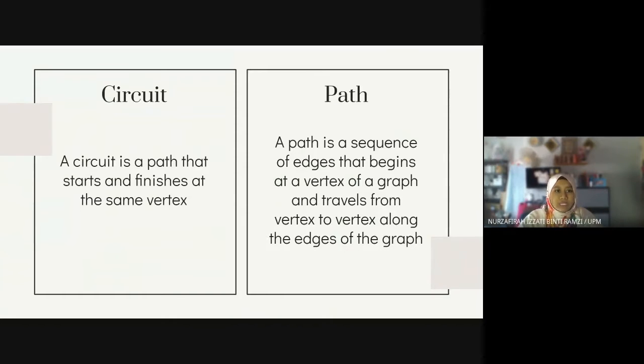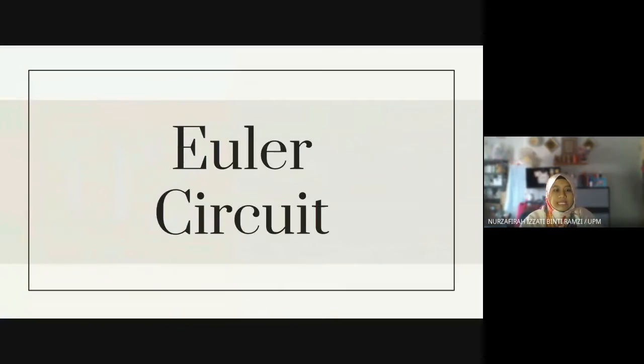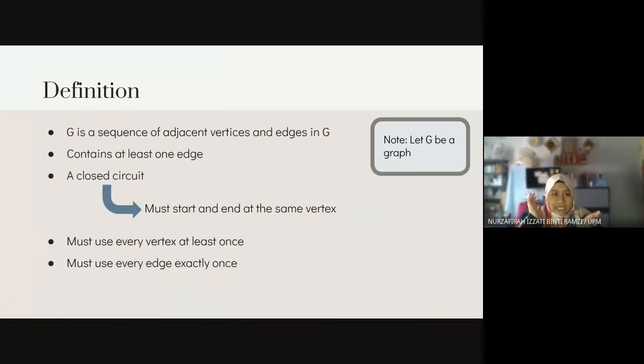Now, I'll explain to you the Euler circuit and Euler path. Firstly, let's take a look at the Euler circuit. What is an Euler circuit? Before that, please be reminded that G is a graph. An Euler circuit for G is a sequence of adjacent vertices and edges in G that contains at least one edge. It must be a closed circuit.